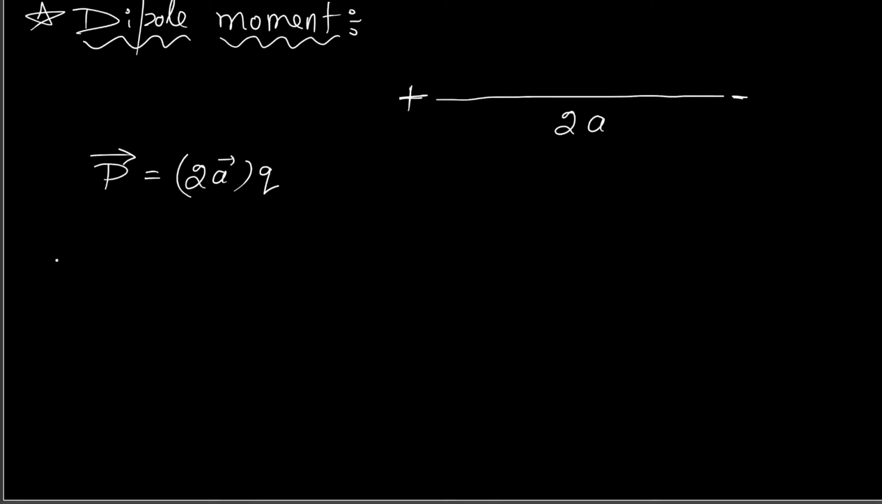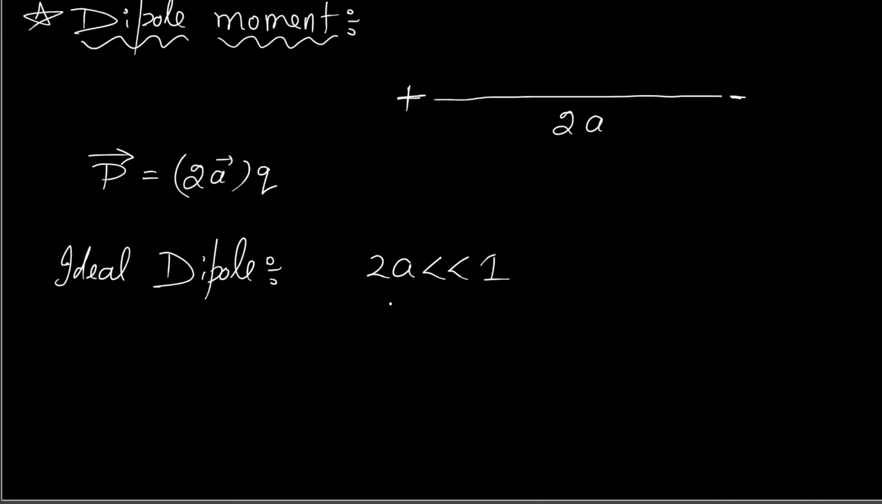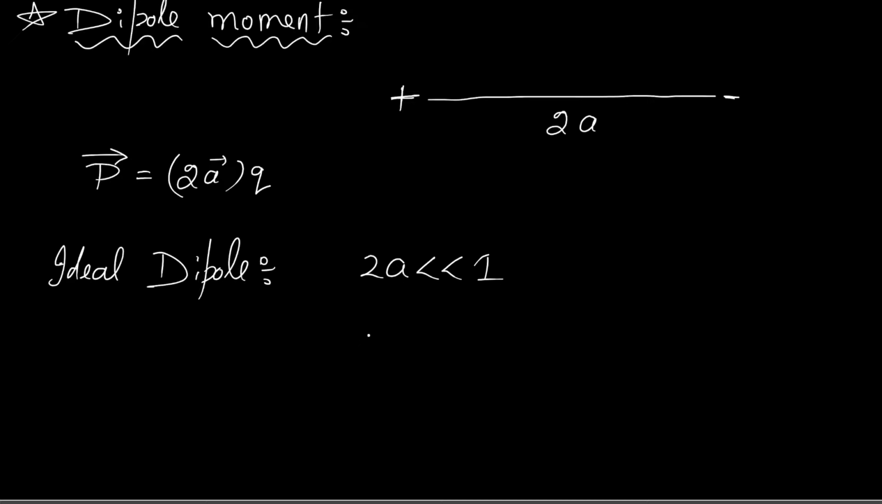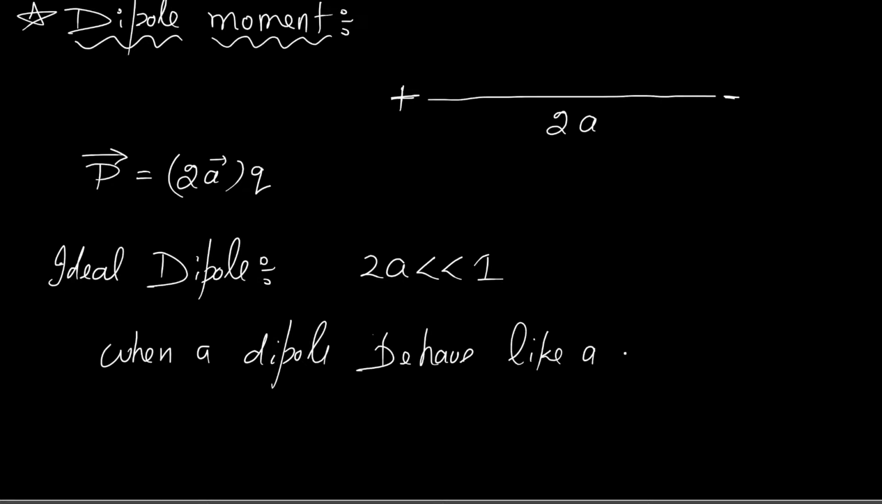An ideal dipole is the dipole in which the distance 2a is very small. Then we simply say that the dipole behaves like a point charge.